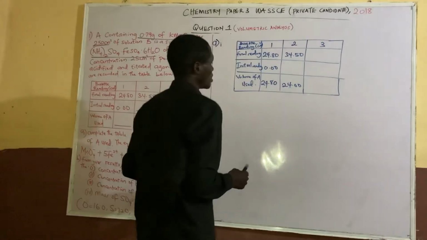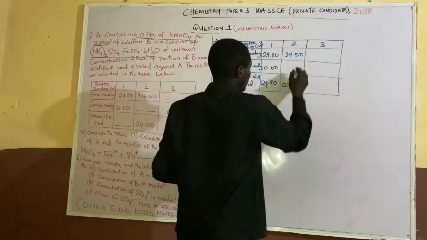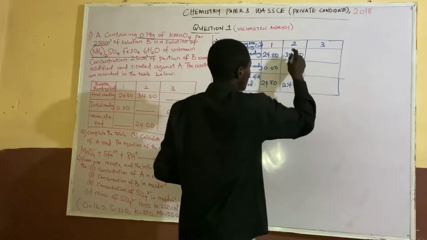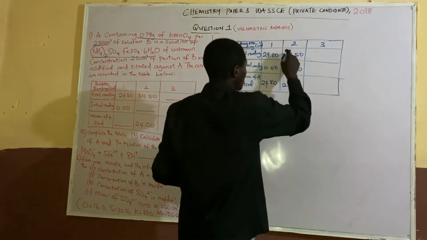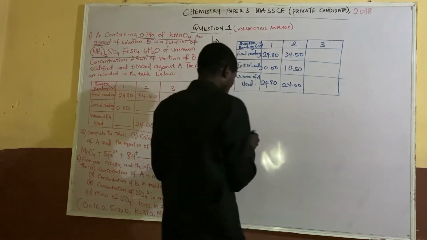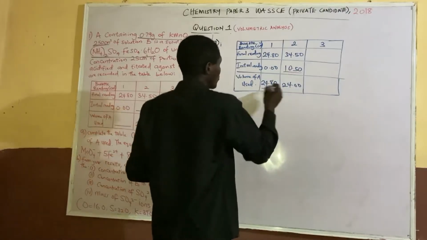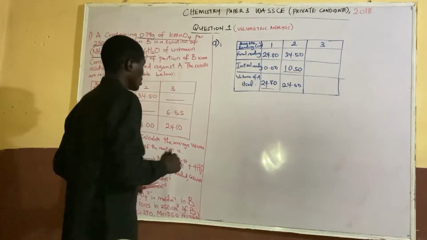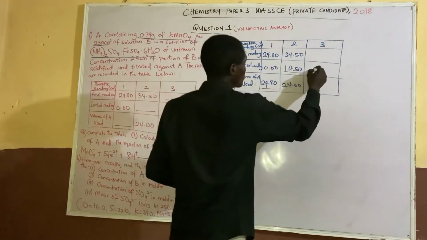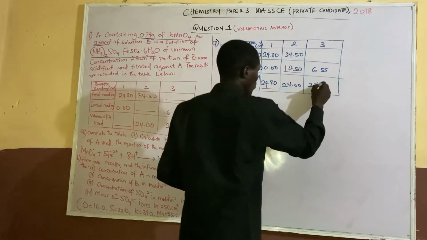So subtract. How do we subtract? 0 minus 0 we have 0, 5 minus 0 we have 5, 4 minus 4 we have 0, then 34 minus 24 we have 10. So the value here is 10.50. The last one here we have 6.55, then 24.10.